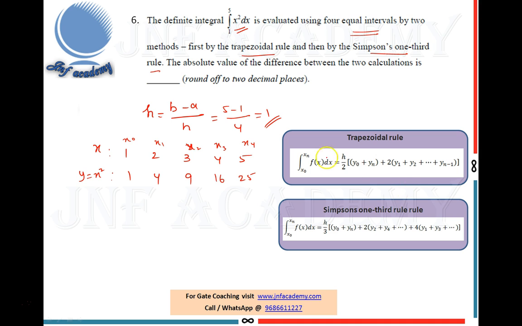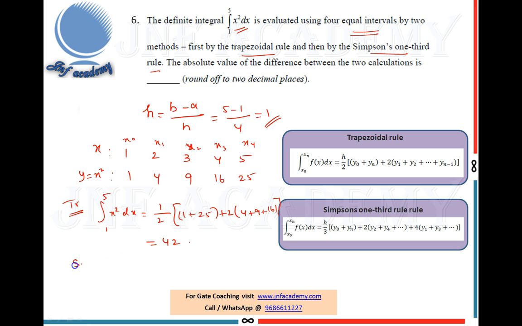First I use the trapezoidal rule. The formula of trapezoidal rule is this one. Integral x0 to xn f of x dx equal to h by 2 into first and last term y0 plus yn plus 2 into another terms y1 plus y2 plus etc. up to yn minus 1. So by using trapezoidal rule, integral 1 to 5 x square dx equal to h by 2, h value is 1 by 2 into y0, this is 1 plus yn, that is y4, that is 25 plus 2 into another values 4 plus 9 plus 16. Finally I got the value of this term is 42.